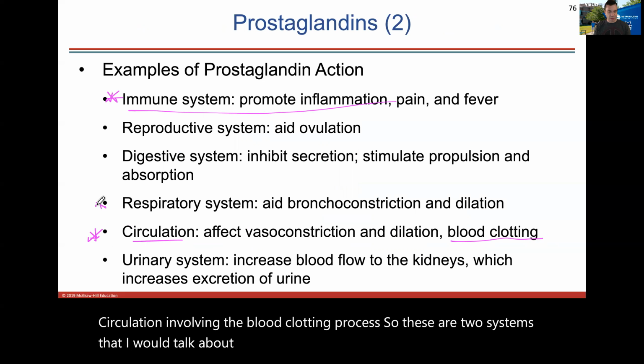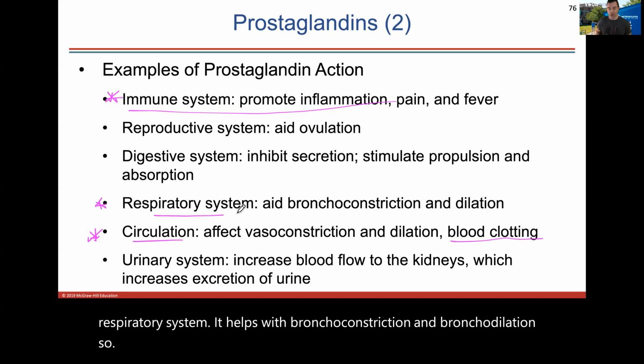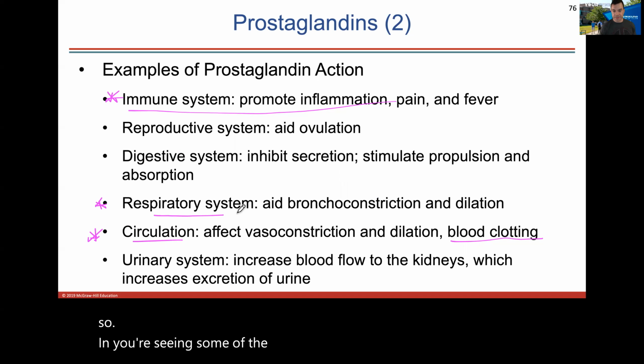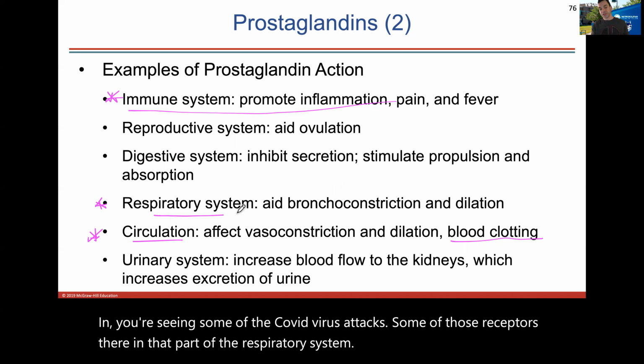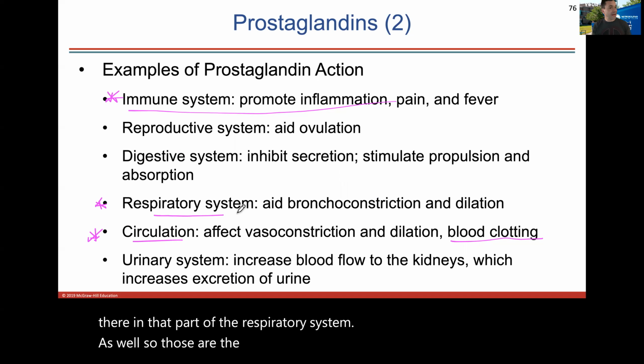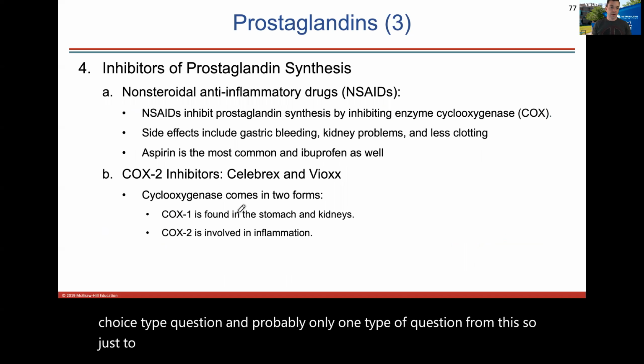Maybe this one as well when it comes to the respiratory system. It helps with bronchoconstriction and bronchodilation. And you're seeing some of the COVID virus attack some of those receptors there in that part of the respiratory system as well. So those are the only three that I'll probably ask. Again, multiple choice type question, probably only one type of question from this. So just to kind of give you a heads up.